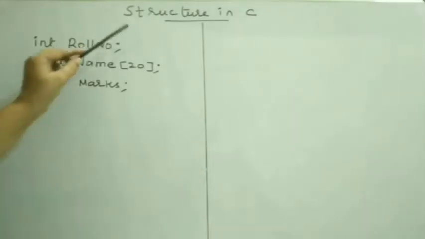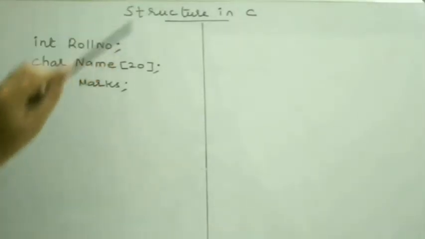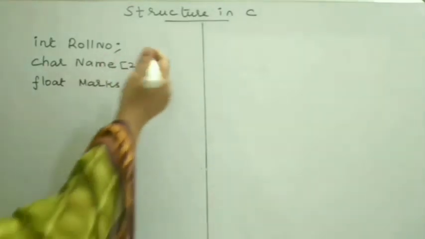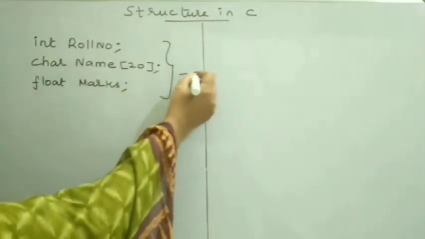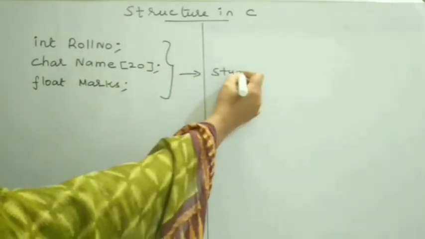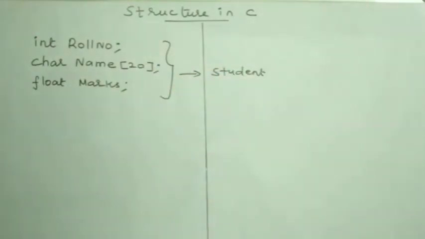In this video, I am going to explain the concept of structures in C programming. In my C program, I have defined three variables: roll number, name and marks. All the three variables are related with each other. They refer to the detail of a student.